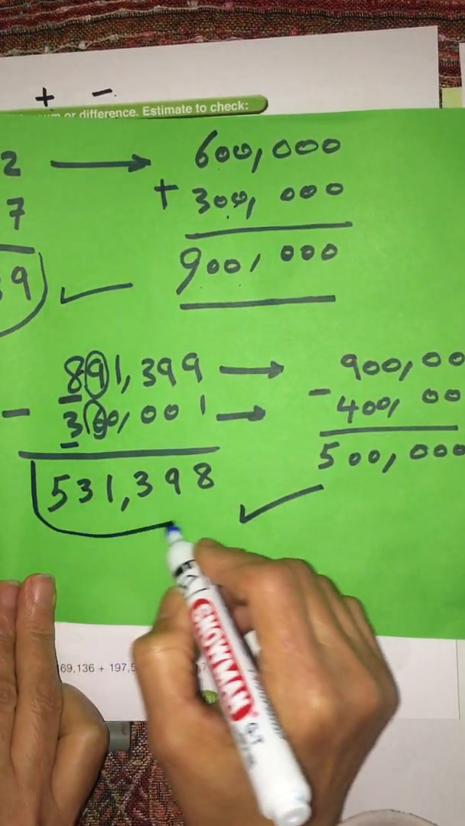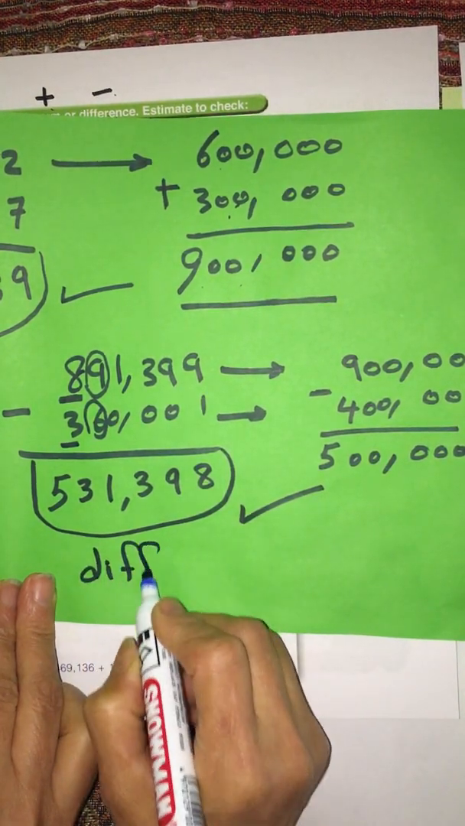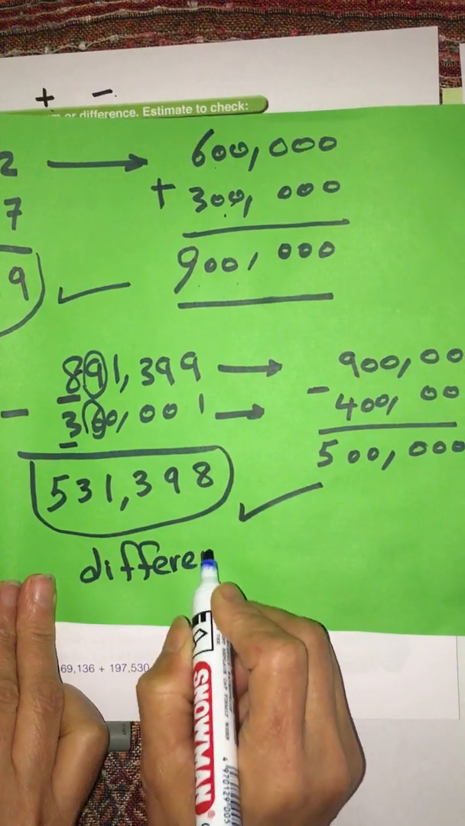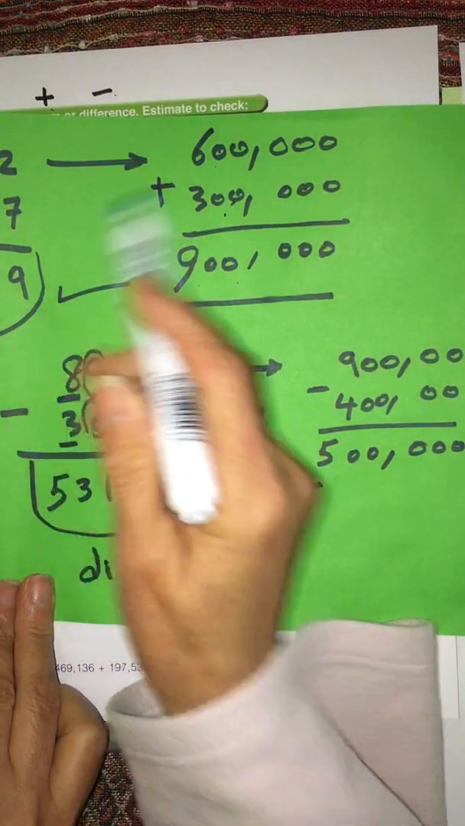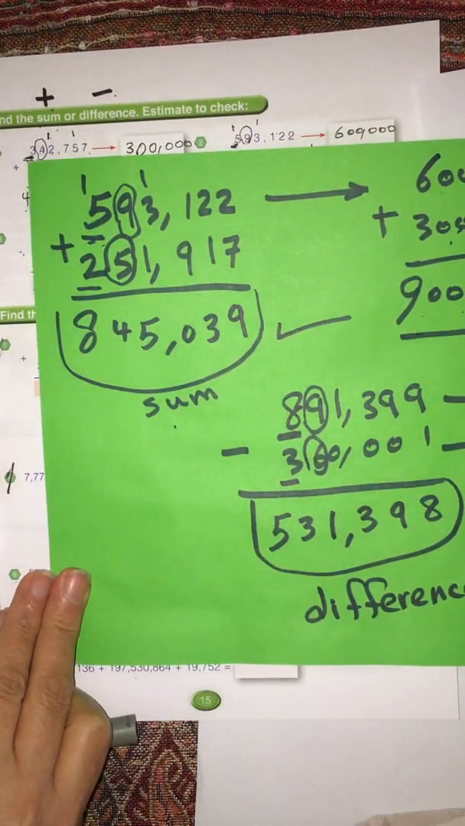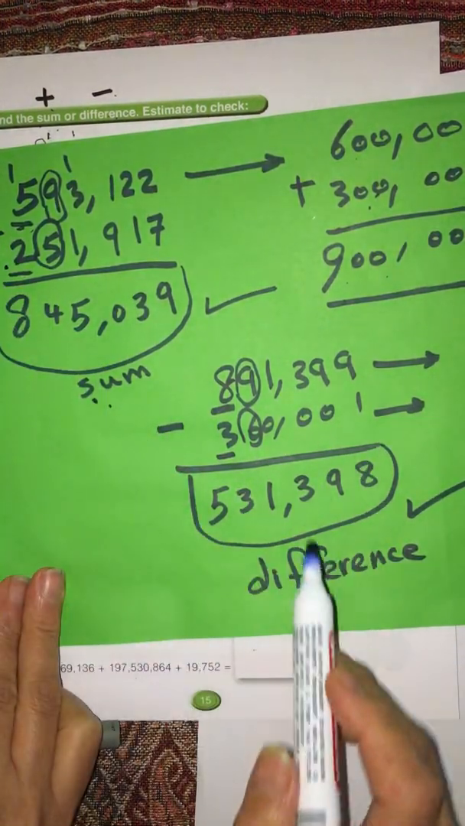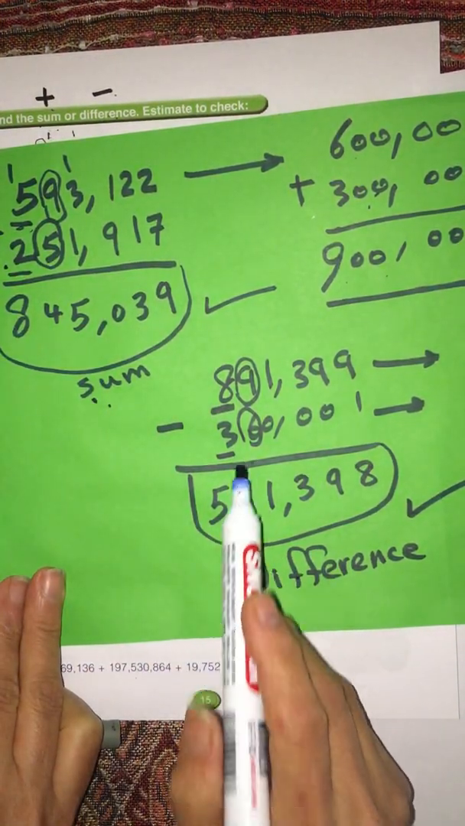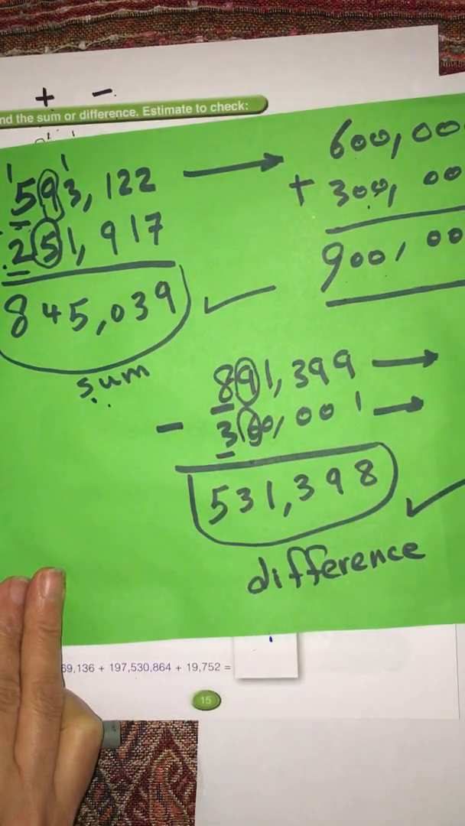What do we call this answer? Yes, we call it difference. If you are subtracting, the answer you get, we call it difference. If you are adding, the answer you get, we call it sum. So my vocab today for this lesson, sum if you are adding, difference if you are subtracting. Subtracting means minus. Okay?